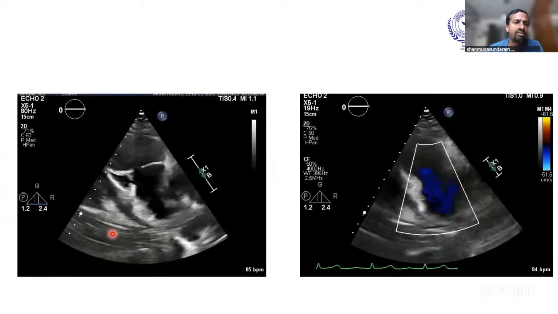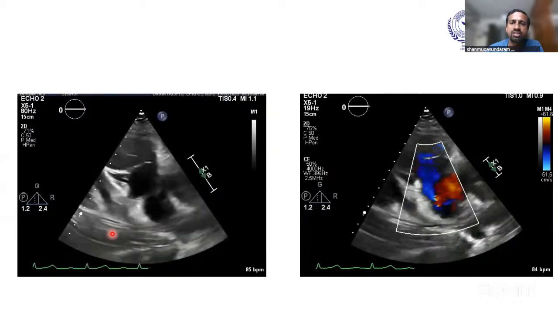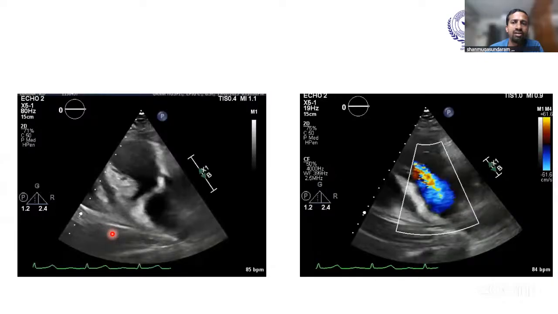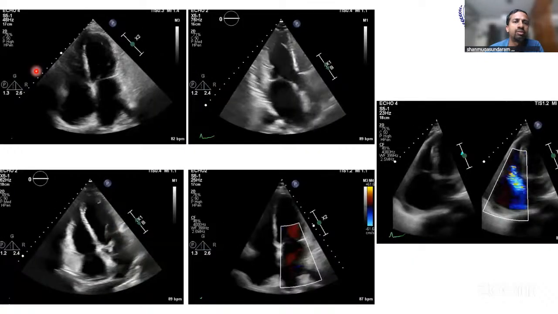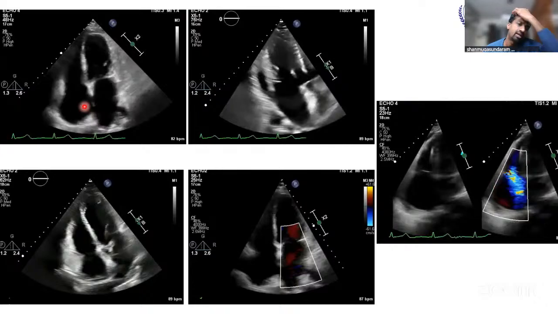And this is the RV inflow view, which shows significant tricuspid regurgitation. It's close to severe, as evidenced by the wider vena contracta. Coming to the apical four chamber, what we could see is significant biatrial enlargement.